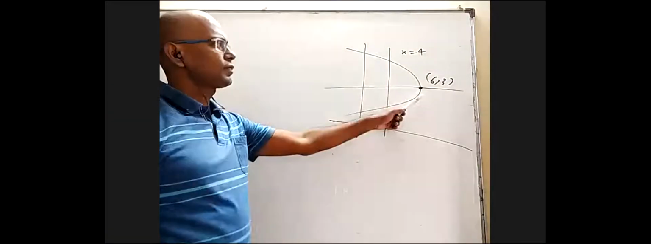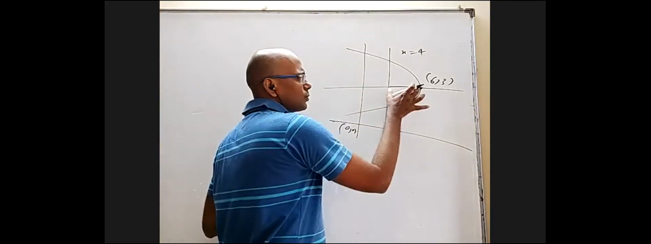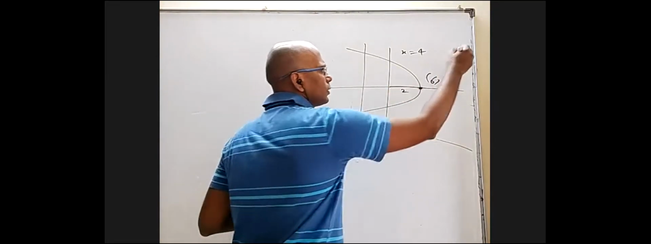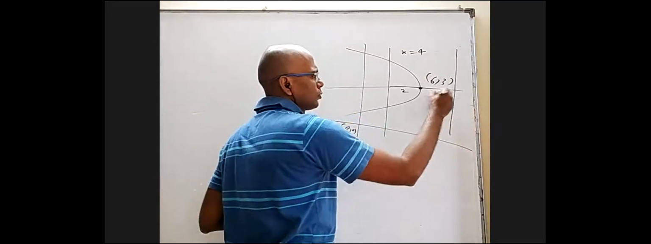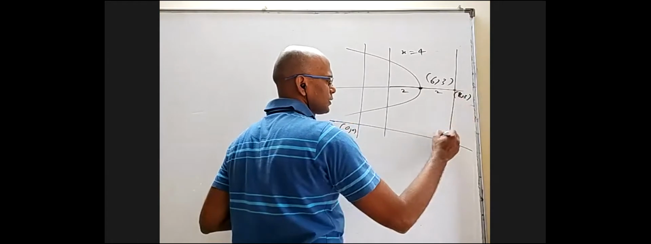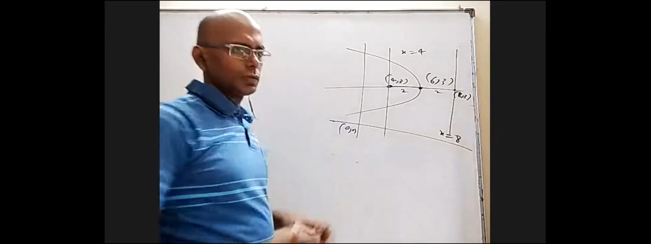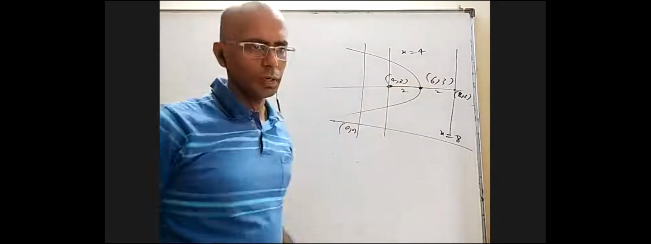Okay, 6, 3 is the vertex, x equal to 4 is the latus rectum. If that is the latus rectum, this should be a, which is 2 units. I'm sure the directrix will be here, 2 units this side. If somebody wants to know the directrix, this is 8 comma 3, so x equal to 8 is the directrix. If somebody wants the focus, 2 units this side, it will be 4 comma 3. So you know focus and directrix, you can find the parabola.